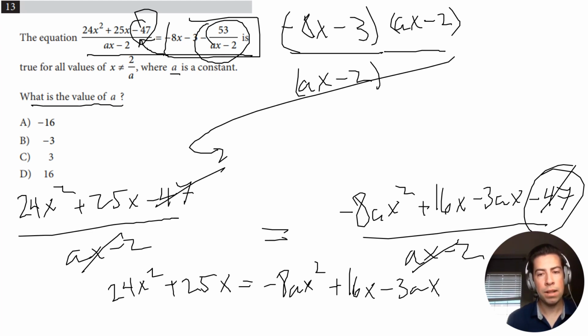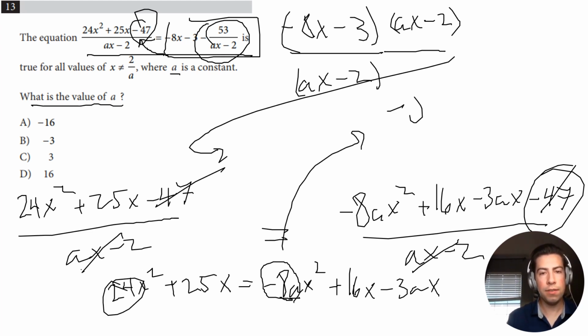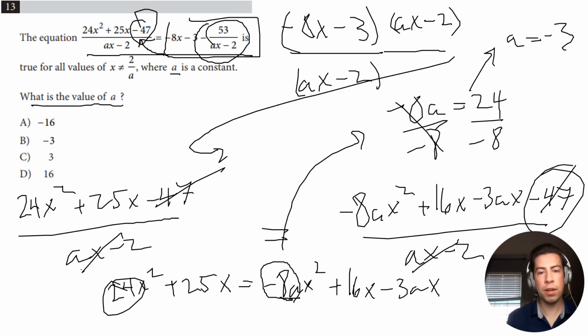All right, guys, so now let's just think about this for a second. If these terms have to equal each other, that means this whole term has to equal 24. So if we go up here, we have negative 8a, and that has to equal 24. If I divide both sides by negative 8, I get a equals negative 3, okay?